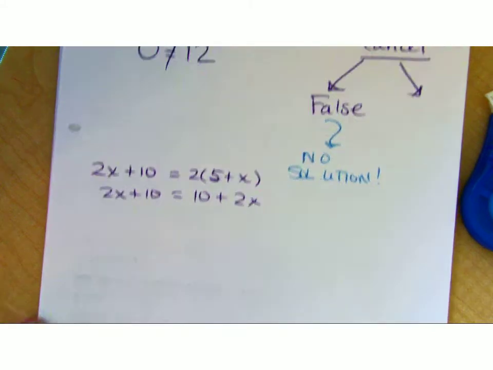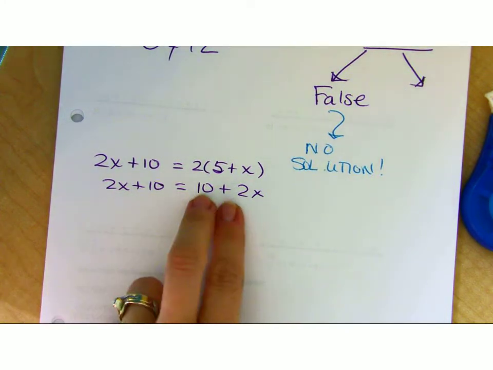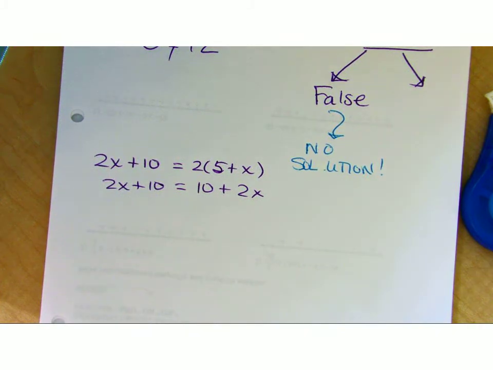I know what you're thinking. That doesn't look the same. But what mathematical property says that it is the same? When the order doesn't matter, it's called the commutative property. So I know that 10 plus 2x and 2x plus 10 are the same, right? So for some people, that's enough. They stop right there.